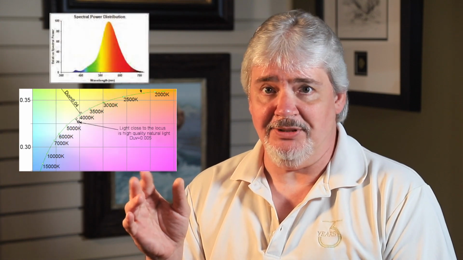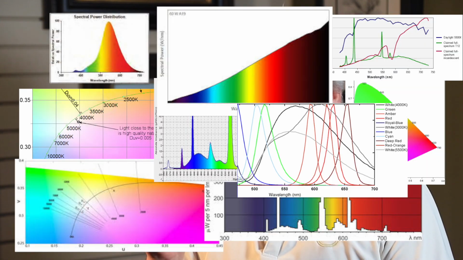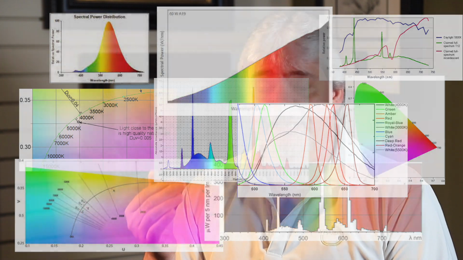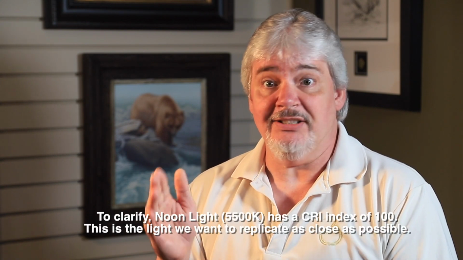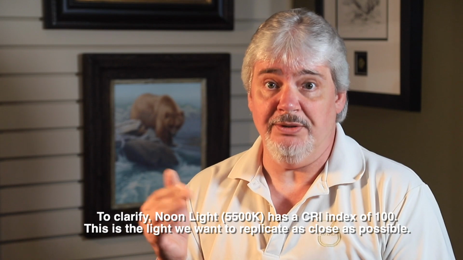So the next element we've got to deal with is the color rendition index. And we can show you a lot of fancy graphs and all that and try to explain waves, but really what we need to explain is that it's a light's ability to render color. Now, 5500 degrees has the best color rendition index. It's 100 on the scale of 1 to 100.